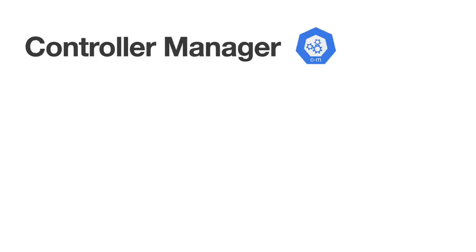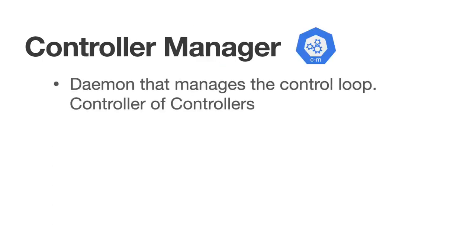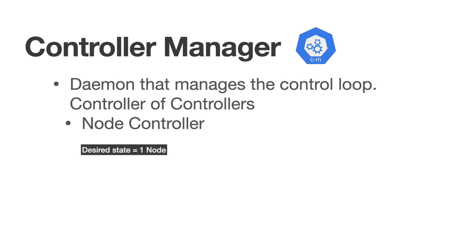Next, we have the controller manager. So this is a daemon that manages the control loop. So basically, it's a controller of controllers. In Kubernetes, we have a bunch of controllers, and let me just show you the node controller. What this controller does is, whenever the current state doesn't match the desired state, it reacts to those changes. In our example here, we are setting the desired state equal to 1 node. And this is not the actual way to do it, but this is just an example.